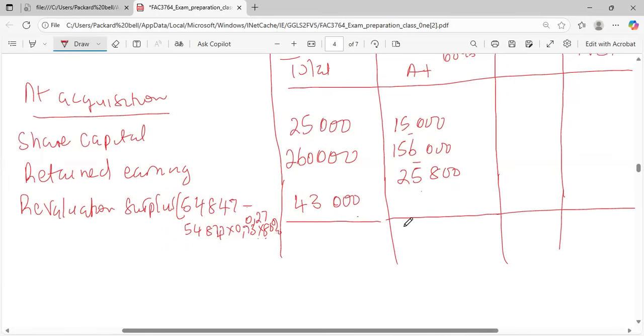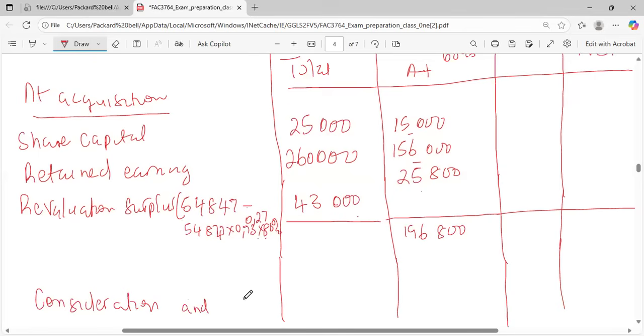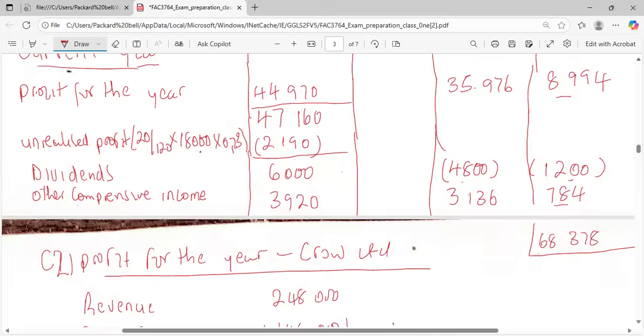196,800 here. Then what is going to happen? We need to determine whether there is goodwill or gain on bargain purchase. So which means here we must have our consideration and NCI. Consideration is the amount that was paid. So you take the cost of the investment. So consideration and NCI, we go to our question and look at the consideration.